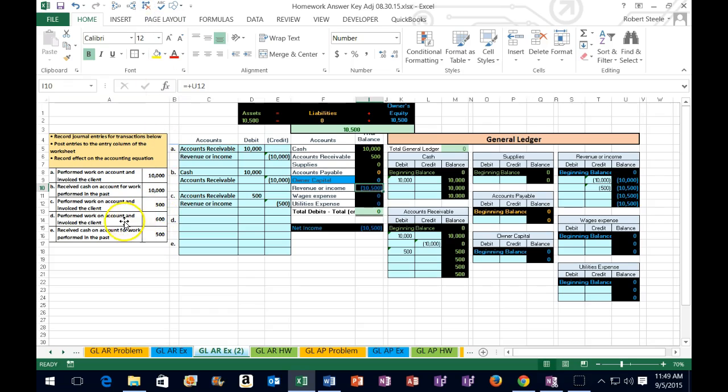We're going to post this. The next transaction says perform work on account and invoice the client again. So same transaction. This is going to be a typical thing when we work in the accounts receivable. We bill and then we collect on it. So in this case, we sent out another bill. Is cash affected? No, not yet. We sent out a bill. We got an IOU once again. So we sent out the bill. We're assuming that we're owed on it.